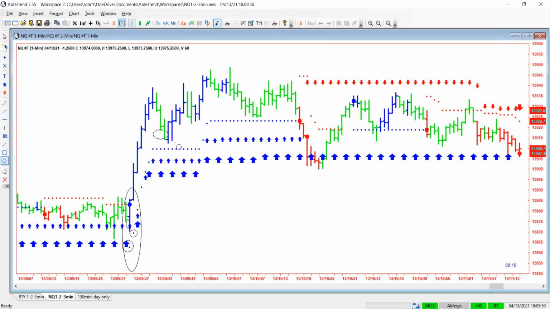So let's just call it 30 because there's commissions and there's slippage. First trade of the day, just trading 1 lot. Can't trade less than 1 lot. That's a $600 winner that Abletrend gave to everyone. So pretty cool stuff. Great, great start.